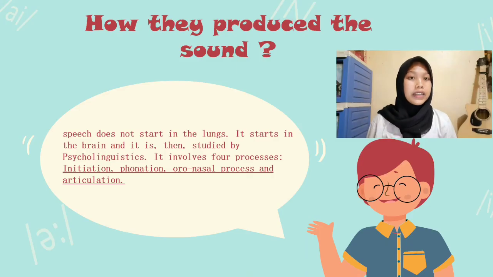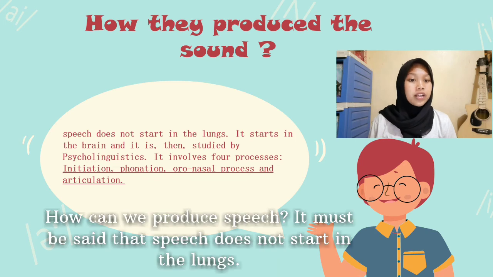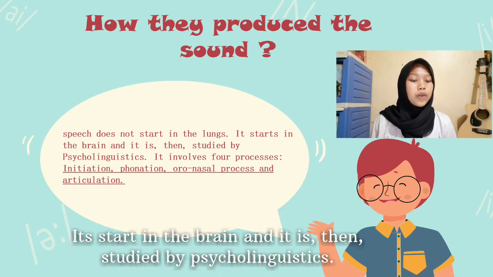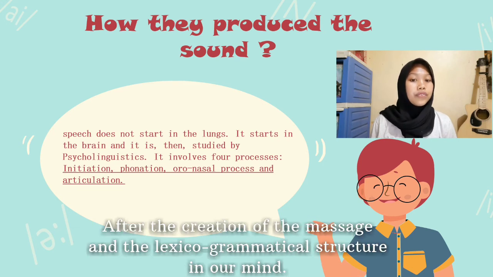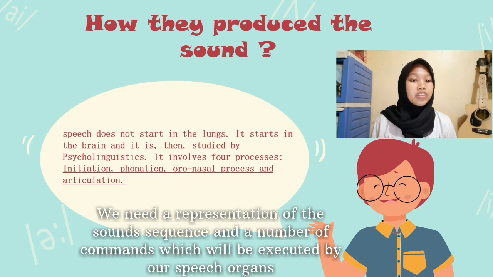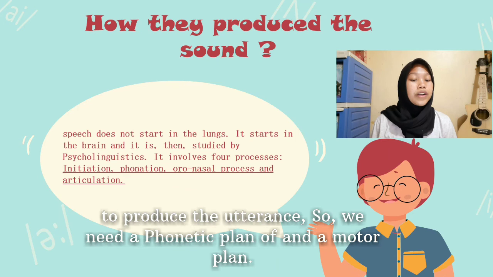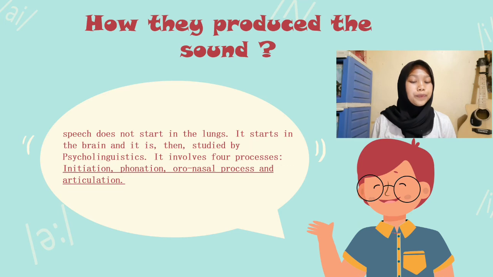The next speaker will explain to you how the organs of speech produce sound. How can we produce speech? It must be said that speech does not start in the lungs. It starts in the brain and is studied by psycholinguistics. After the creation of the message and the lexicogrammatical structure in our mind, we need a representation of the sound sequence and a number of commands which will be executed by our speech organs to produce the utterance. So, we need a phonetic plan and a motor plan.